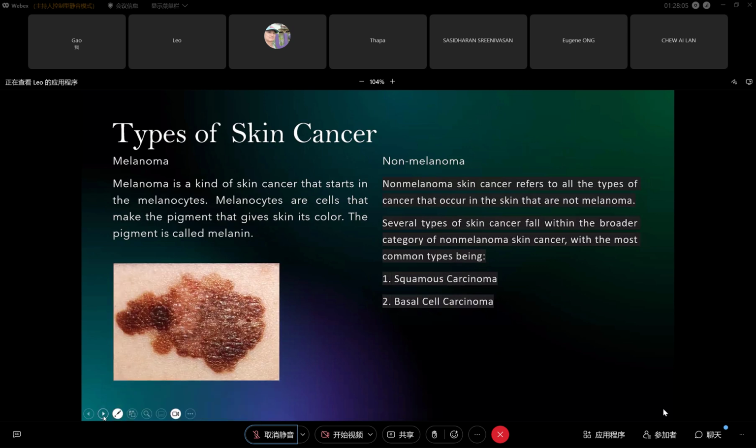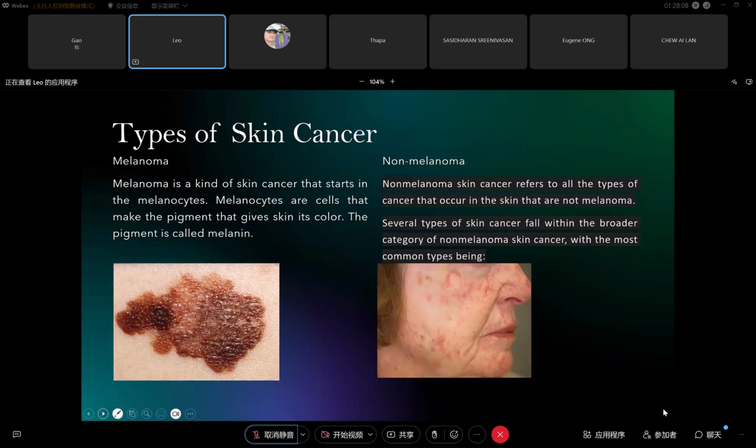Yeah, so this is a typical picture of a melanoma. We can see a black spot here, and these are pictures of non-melanoma skin cancer.